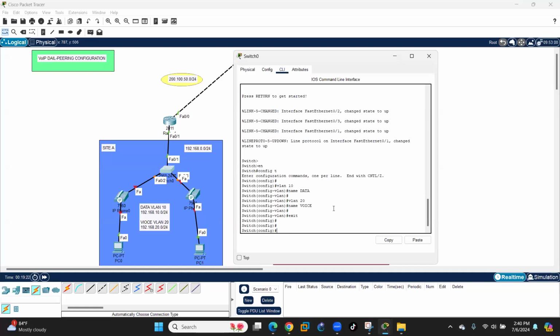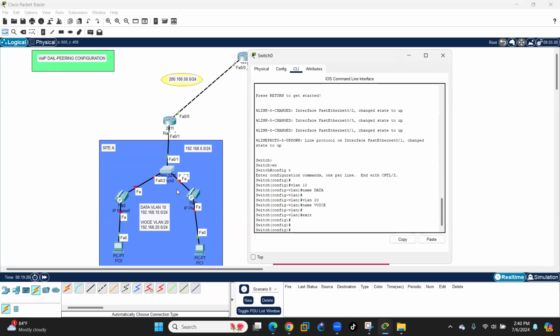Please, are you following? Yes, sir. Okay. So now on the switch, I've configured VLAN 10, which is for data, and VLAN 20, which is for voice. Please do that on your own side too. Now I'm going to add them to the required ports. So to do that, interface range, I have two ports here, FA0/2 and FA0/3.